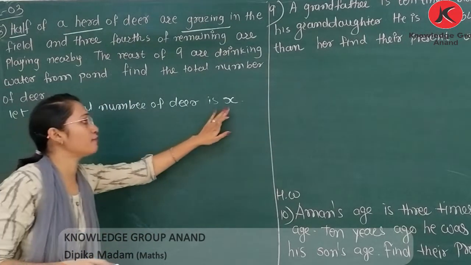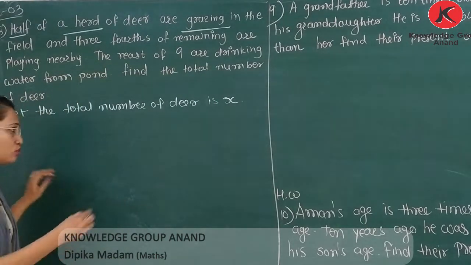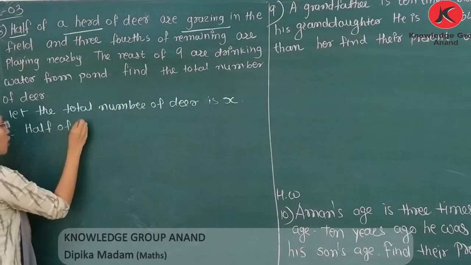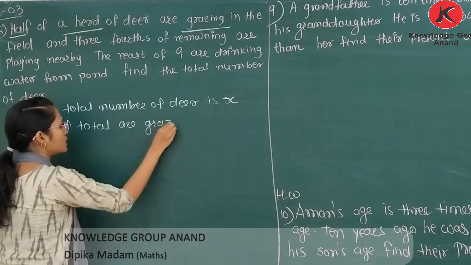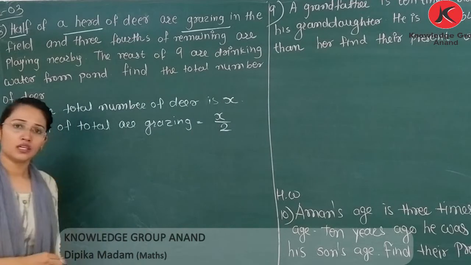So the total number is X. Then what is half the number of deer? That is X by 2. So we can write that half of the total are grazing. It means we can write X by 2 deer are grazing.